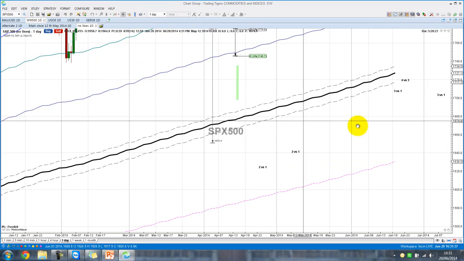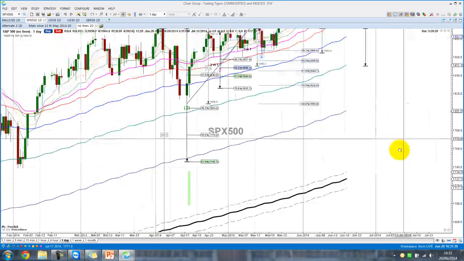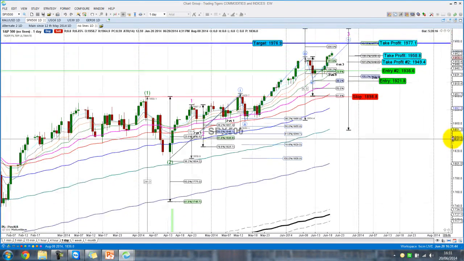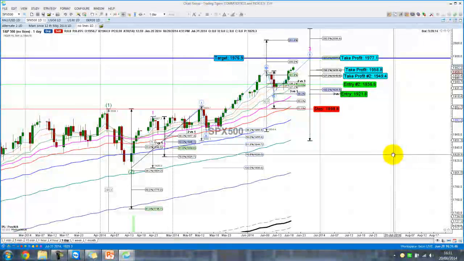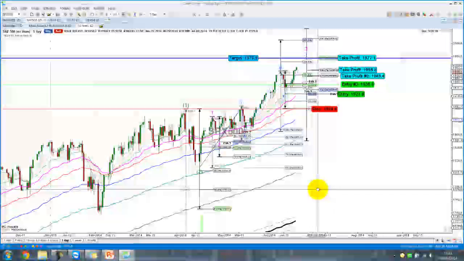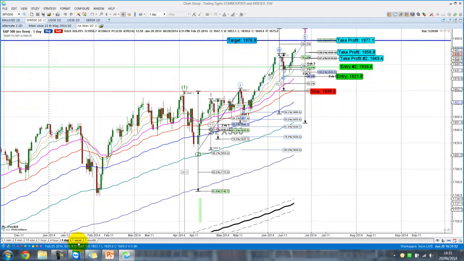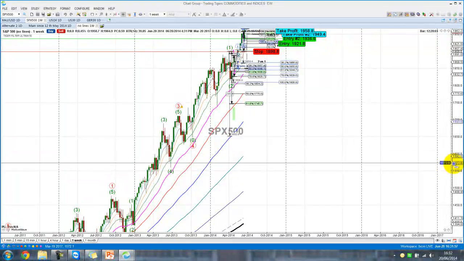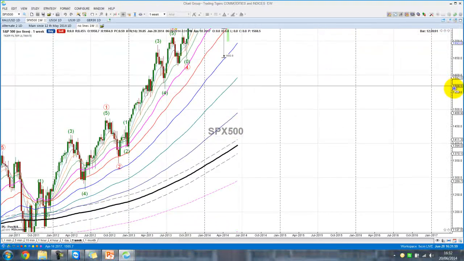Moving now to the SPX500. Once again, we've got to reiterate, this is the CFD following the S&P 500. So when we look at this particular wave structure, I have to take it up to the weekly, sorry for the traders. We're in a wave 5 position, as you can see.